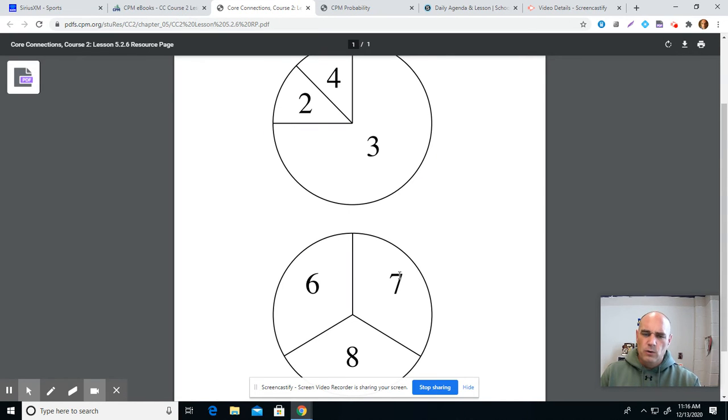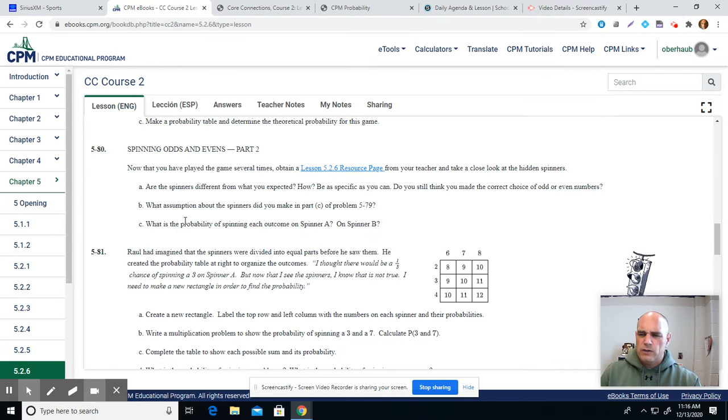I think spinner 2 looks kind of exactly what you thought, but spinner 3 definitely looks a little bit different than probably what you expected. So let's go to our questions. Are the spinners different from what you expected? How? Be as specific as you can. Do you think you made the correct choice of odd or even?